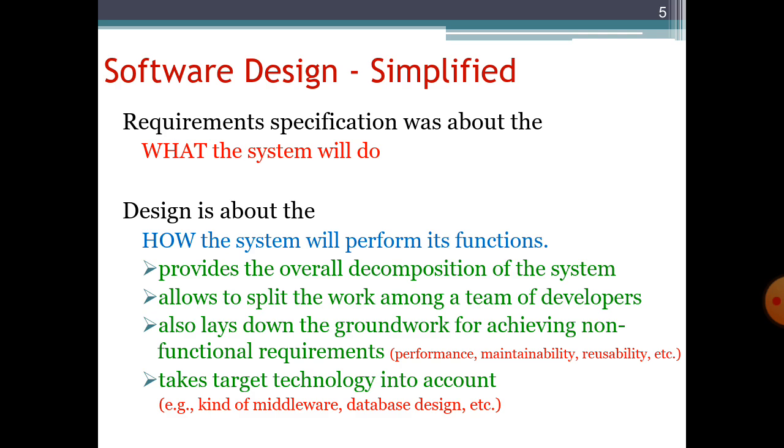So what are middlewares? Basically, middlewares are software that acts as a bridge between an operating system or database and applications, especially on a network. Some common middleware examples include database middlewares, application server middlewares, and message-oriented middlewares. So in short, different kinds of middlewares are available. In the design phase, we are also concerned about the target technology which is going to be considered, like what kind of middleware will be used, what kind of database design will be used.